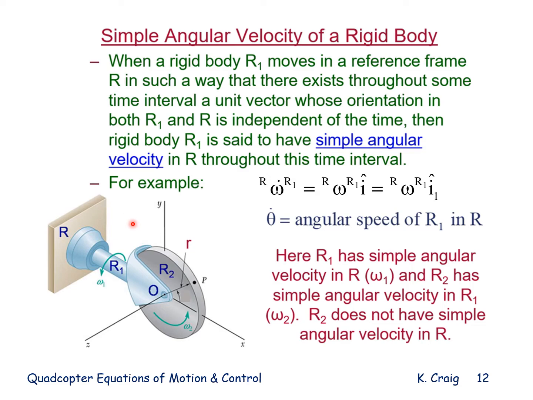Consider this example. We have a disk rotating in a support, which also rotates with respect to the ground reference frame R. R1 is the reference frame of the support. R2 is the reference frame of the disk.